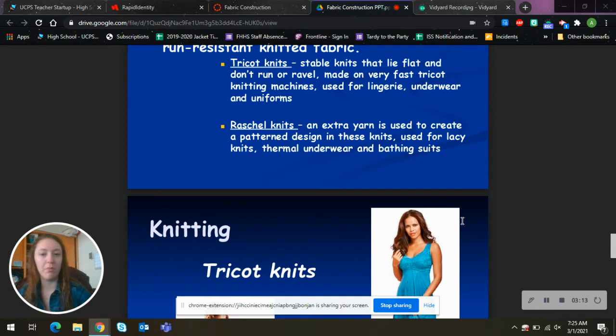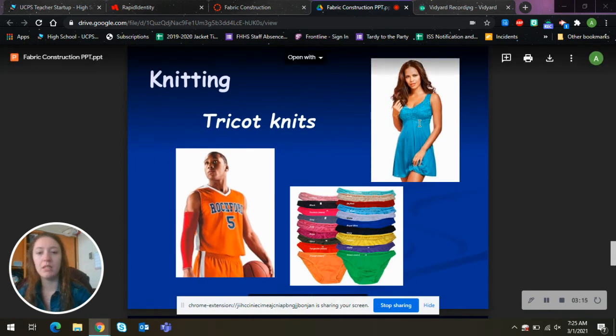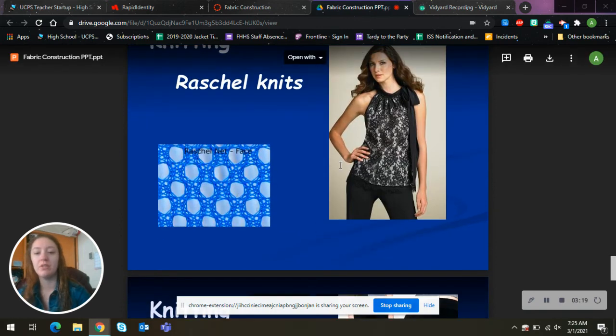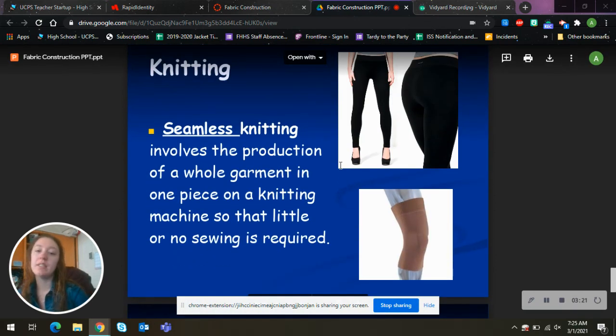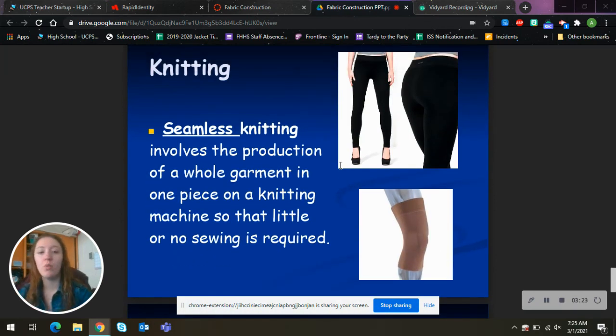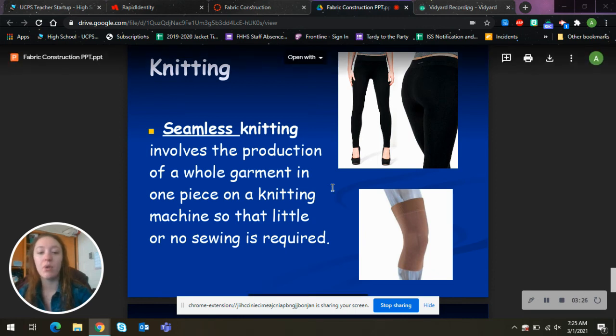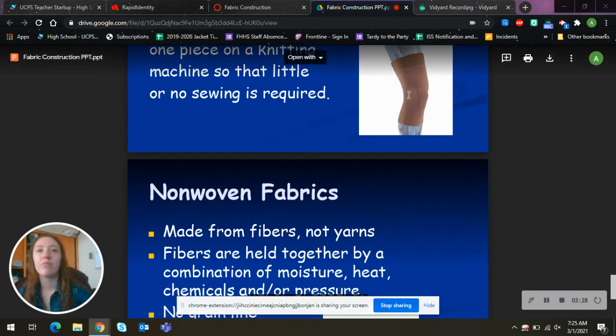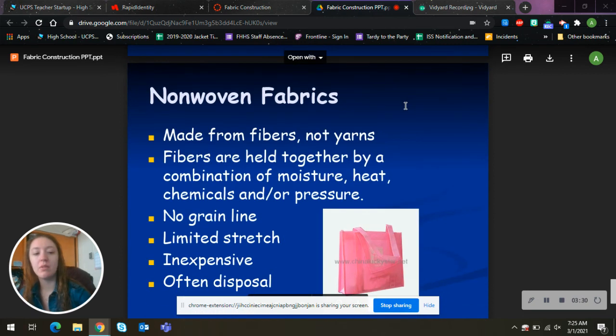So thermal underwear and bathing suits are made with these. Tricot knits make lingerie, underwear, uniforms, and those are some examples. And then a seamless knit involves the production of one whole garment. So leggings, braces, hosiery or tights are made from these.